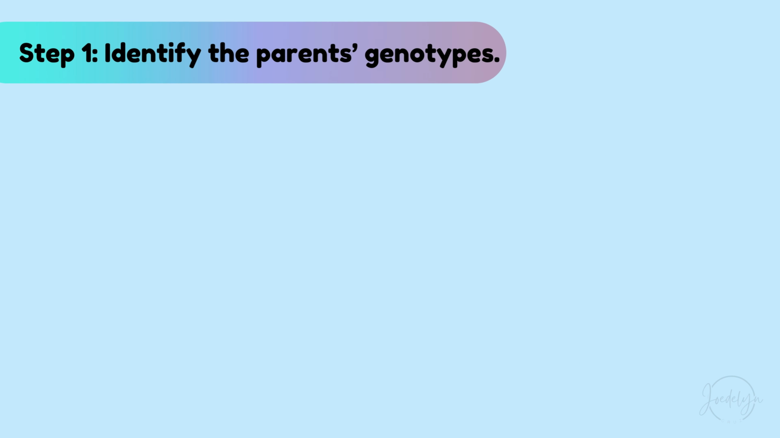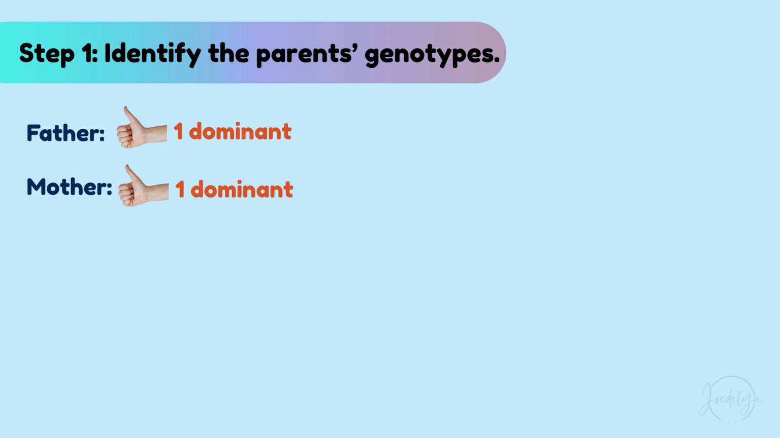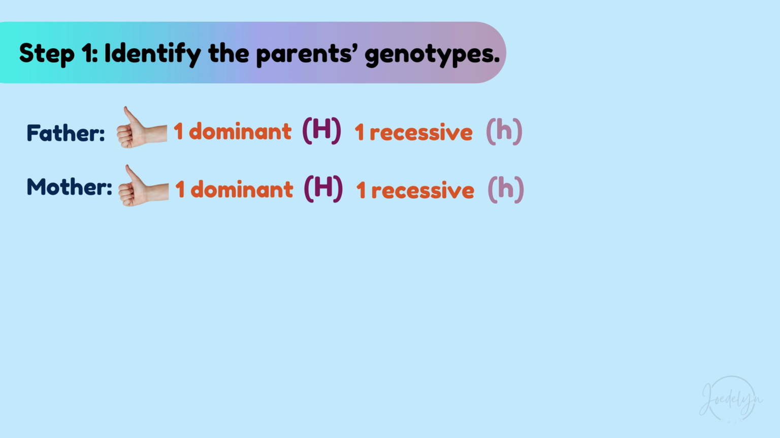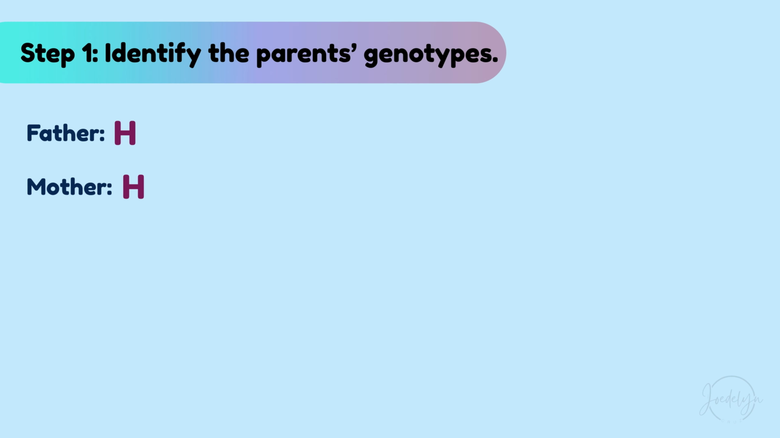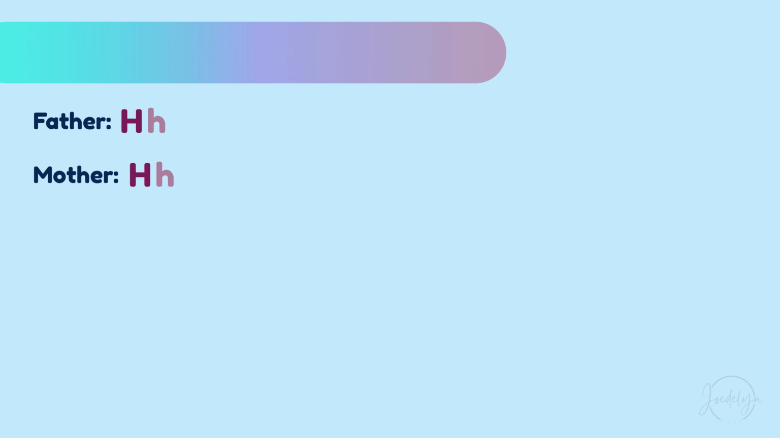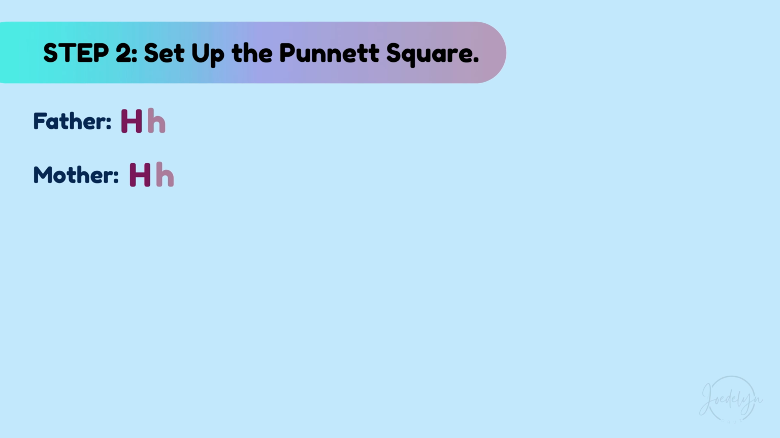Step 1. Identify the parents' genotypes. Let's say both parents have straight thumbs, but each carries one dominant allele, capital H, and one recessive allele, small letter h. That makes both of them heterozygous, written as capital H, small h. So the father's genotype is Hh, and the mother's genotype is also Hh.